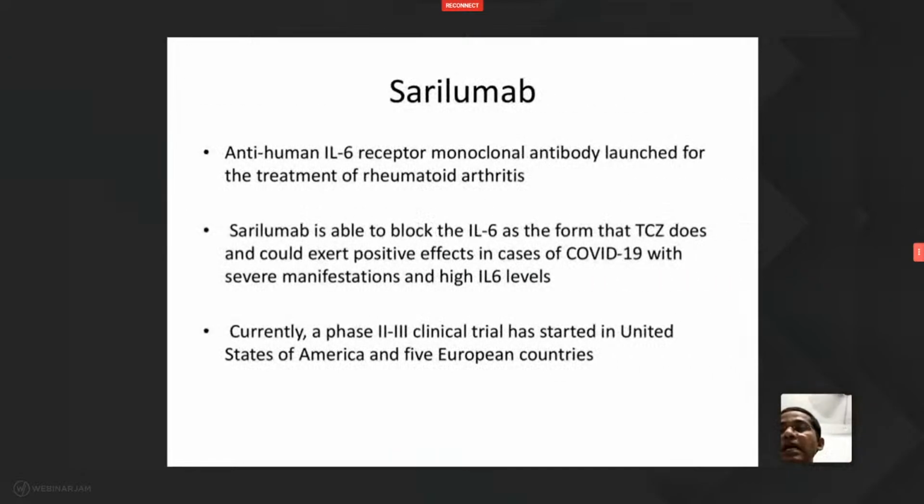Now come to another drug in the same group, that is sarilumab. It is also an anti-human receptor monoclonal antibody launched mainly for the treatment of rheumatoid arthritis. The mechanism of action is the same, that is it binds to the IL-6 receptor, and there is some positive effect. There are some small studies going on. There is a positive effect in severe manifestations where the IL-6 level is very high. Currently, many phase 2 and phase 3 clinical trials are going on in the United States and 5 European countries with this drug.